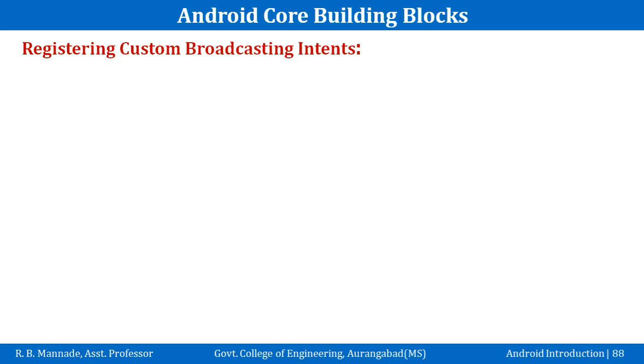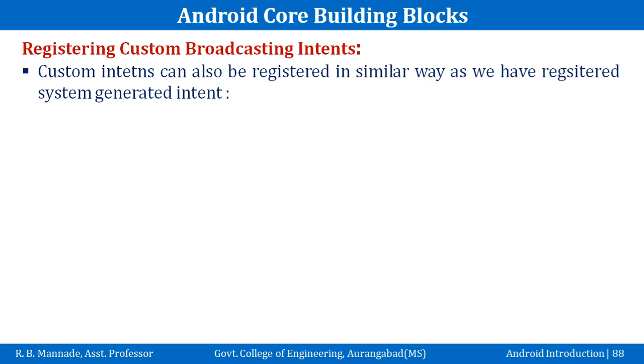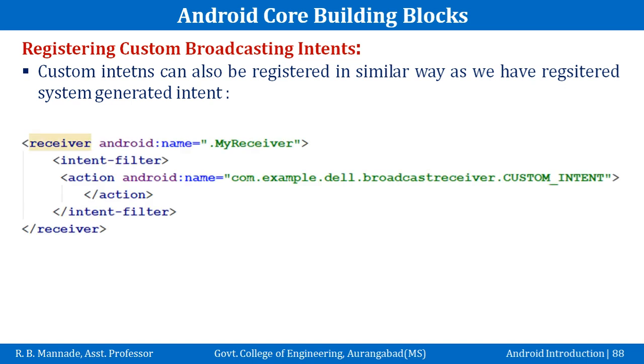Okay, now how to register custom broadcasting intents? The method for registering the custom broadcast intents or events is the same as that of the system generated intents, right? And this code snippet is showing how to register our custom broadcasting intent. Okay, so here this is part of the Android manifest.xml file, but here we have only taken the snapshot of the receiver tag, right? So here receiver is the tag which is used to register our broadcast receiver with the particular action.